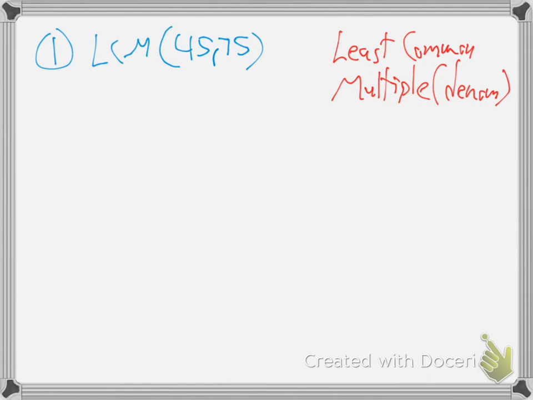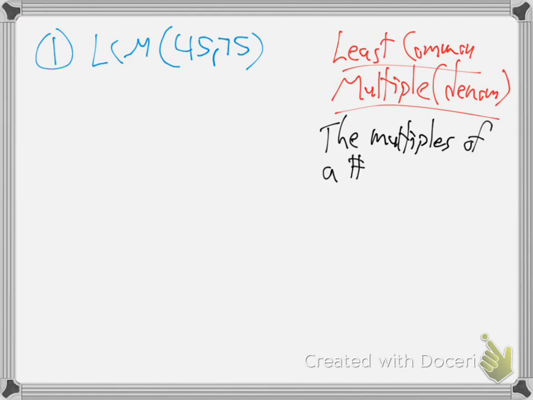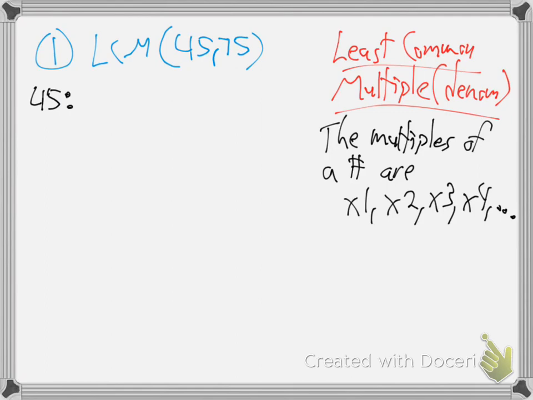So, how do you do least common? Well, what is a multiple? Let me write that out for you. The multiples of a number are times 1, times 2, times 3, times 4, etc. Just multiplied by 1, 2, 3, 4, etc. So if I take the 45, first thing I'm going to do, I'm going to list its multiples. So it's going to be 45 times 1. That's just 45. Then it's going to be 45 times 2. It's going to be 90.